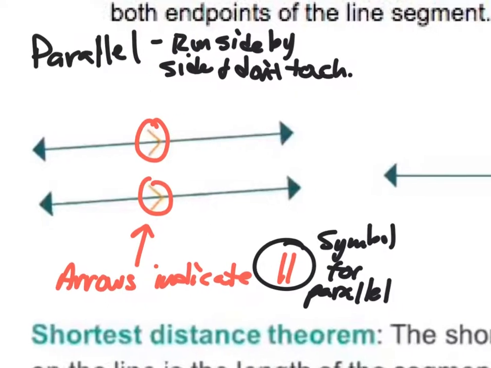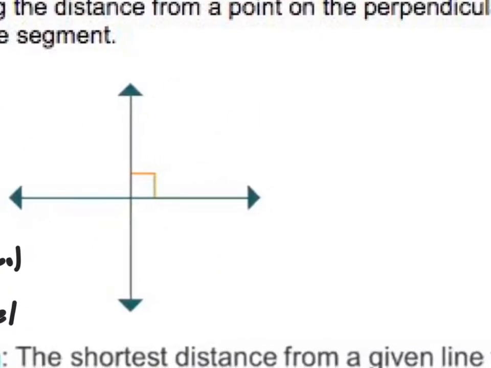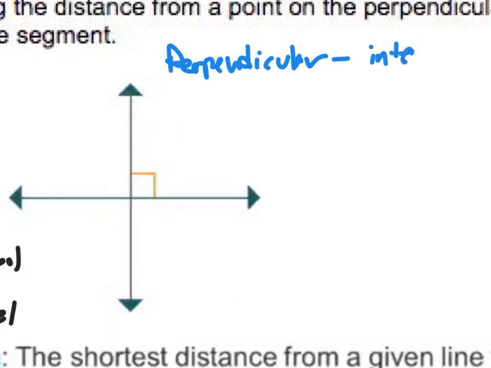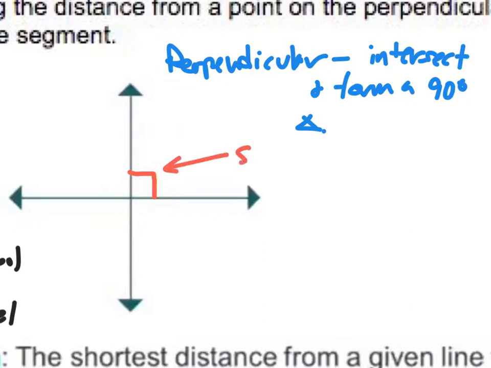Okay, the next set of lines are perpendicular lines. So we'll call this perpendicular, and these are lines that intersect and form a 90-degree angle. And how I can tell that is usually by this box right here, okay, to show that we're perpendicular. So this is the symbol for perpendicular.